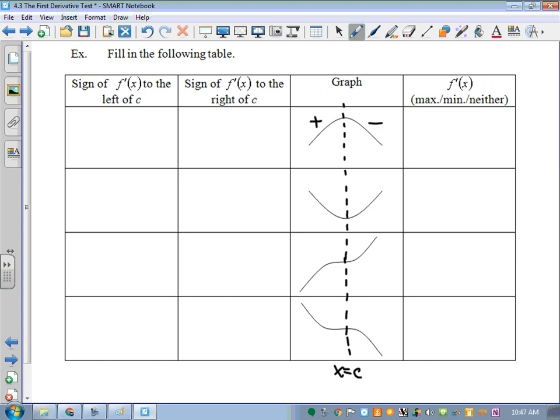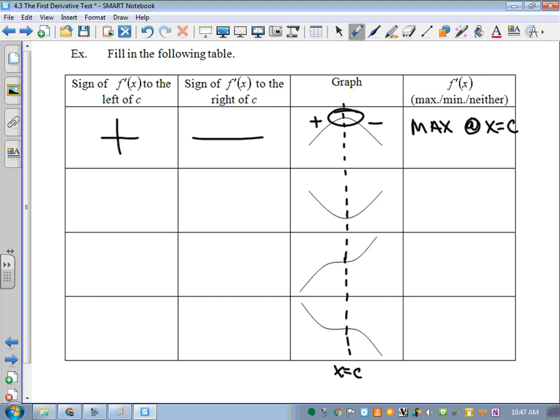That means to the left of c, f prime of x is positive. To the right of c, f prime of x is negative. That means that f of x is going to have a maximum at x is equal to c. And if you look at that graph, it does correspond with that maximum appearance.